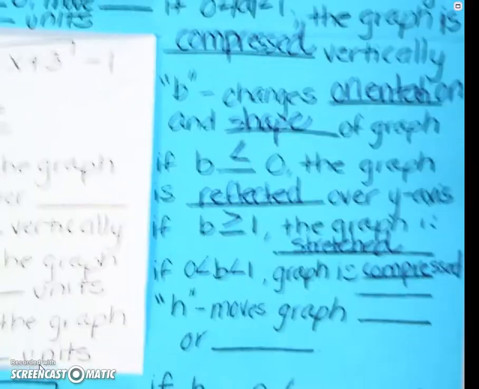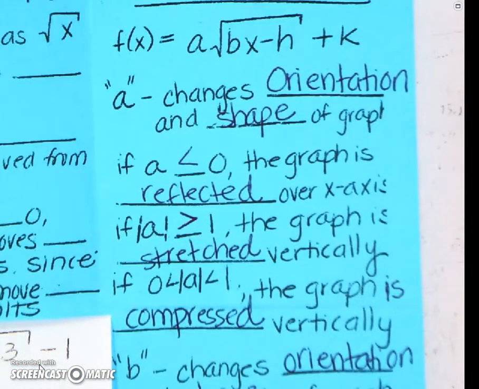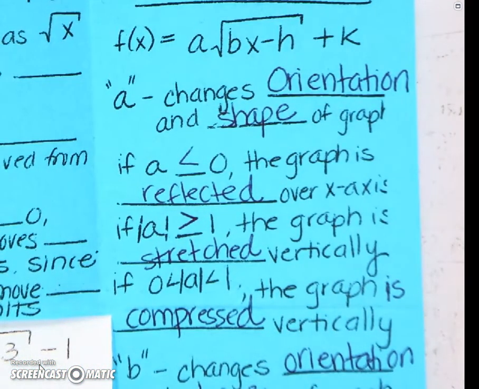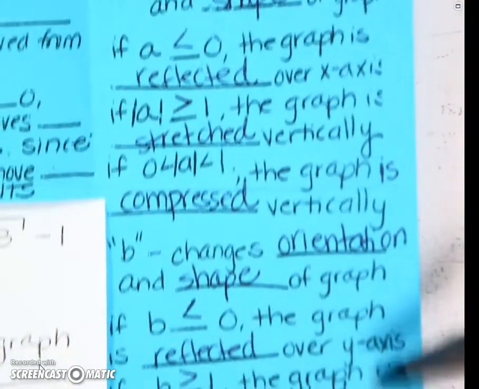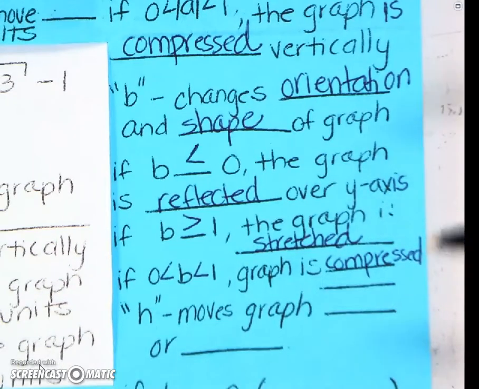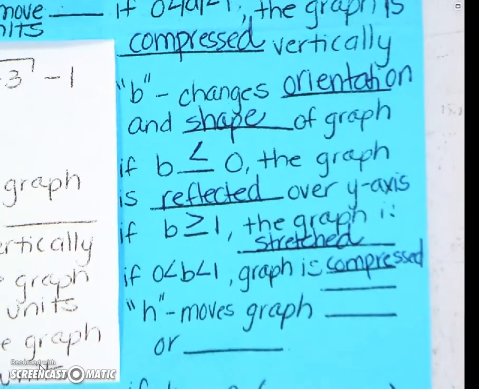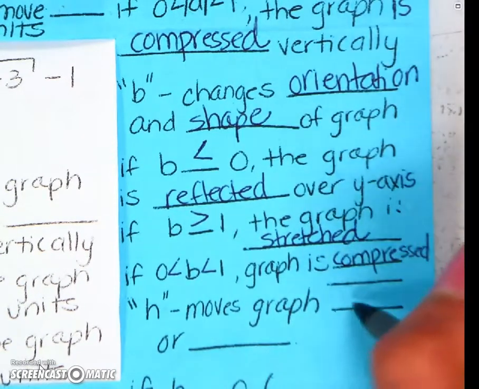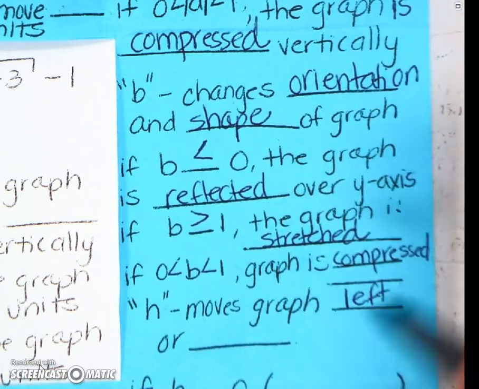Okay, so we've already gone over a. We know that if a is negative, it reflects the graph over the x-axis. If b is negative, then it's reflected over the y-axis. And then depending on whether b or a are bigger than 1, it's either going to stretch it or, if it's a fraction, compress it. Okay, the letter h moves the graph left or right.